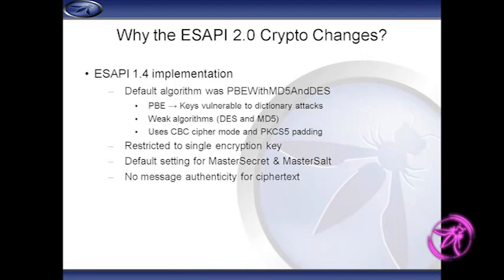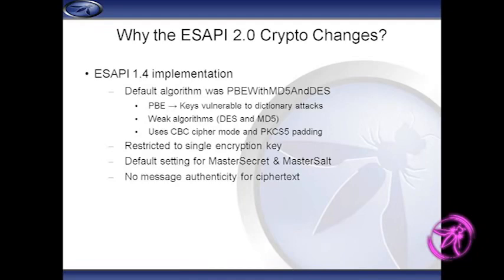When I started on ESAPI a little more than 2 years ago, the GA version was 1.4, and we were at, I think, 2.0 release candidate 2. When I first started looking at it for our company, the first thing I noticed was that the crypto was completely broken. One of the things that first jumped out at me was that we were using password-based encryption, which is what PBE stands for. The algorithm we were using was PBE with MD5 and DES.